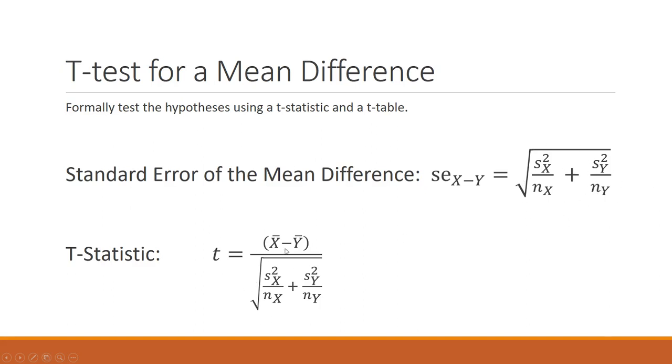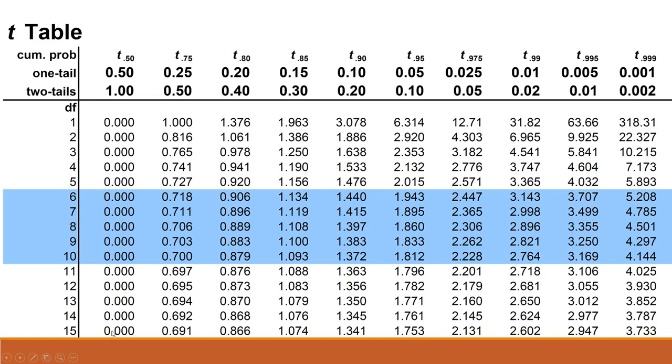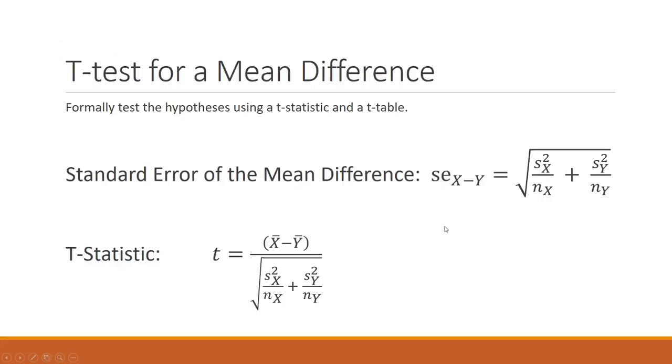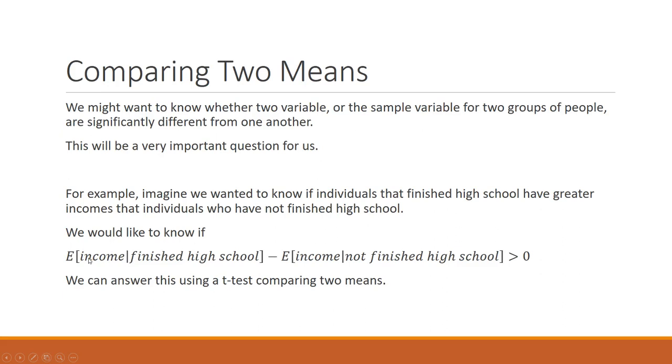And so we use these two things to calculate our t-statistic, and then again, we use our t-table to determine our p-value, which will determine whether or not we reject the null hypothesis. If we reject the null hypothesis, then we would say that there is a statistically significant difference between these two means. We would say that there's a statistically significant difference between the expected income for individuals who have finished high school minus the expected income for individuals that have not finished high school.